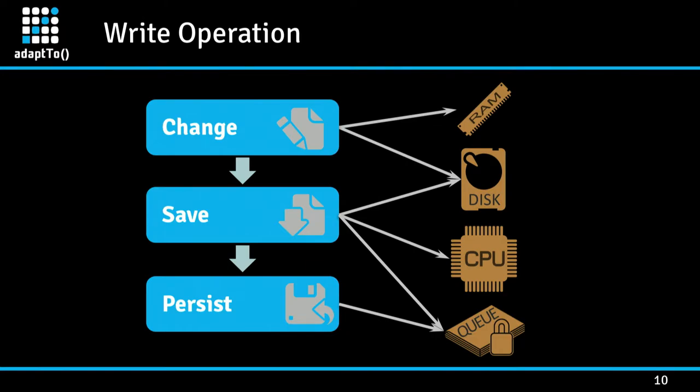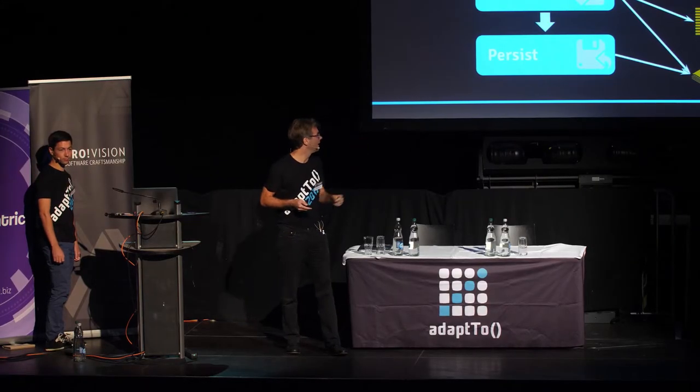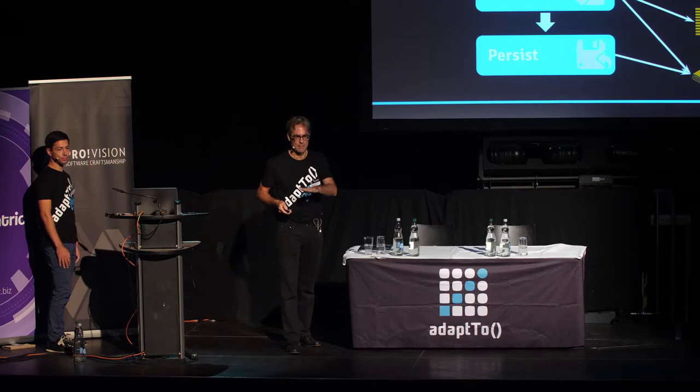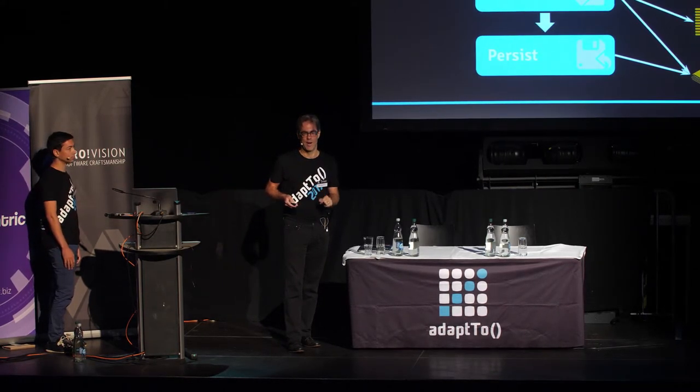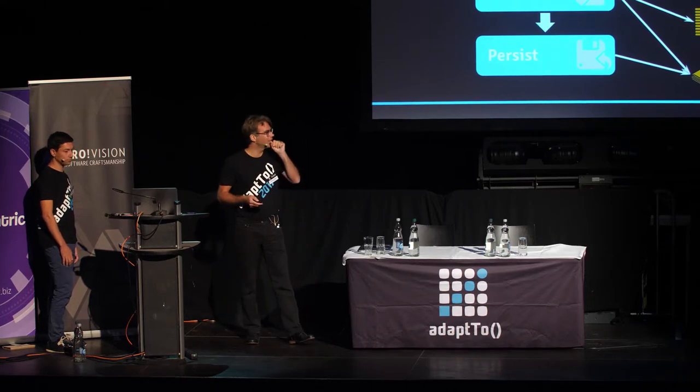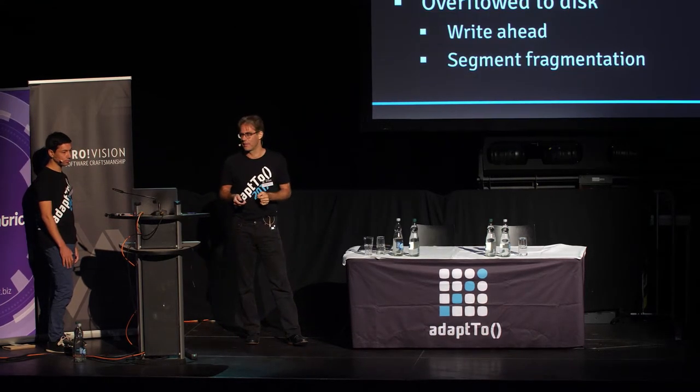The change phase is where your changes are transiently accumulated inside your session, the JCR session. The save phase is the phase where these changes are being prepared for being persisted in the last phase, where they are being made persistent in an atomic way. So let's zoom a little bit into each of these phases.